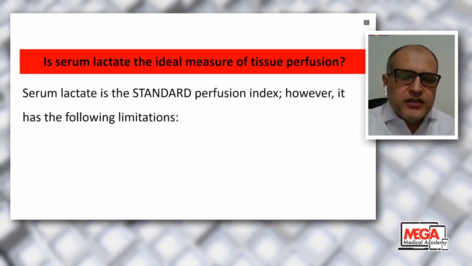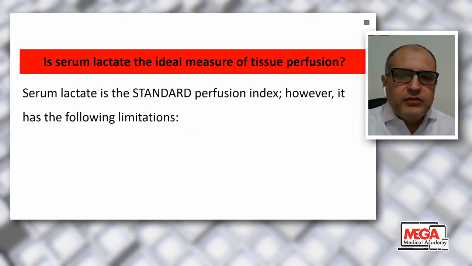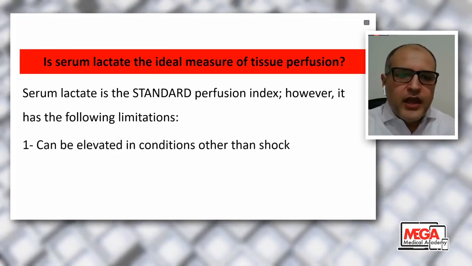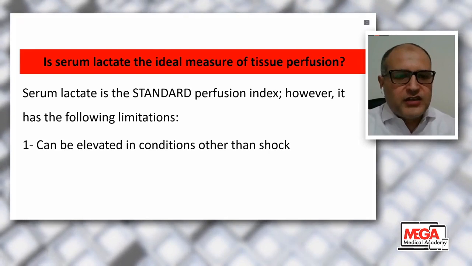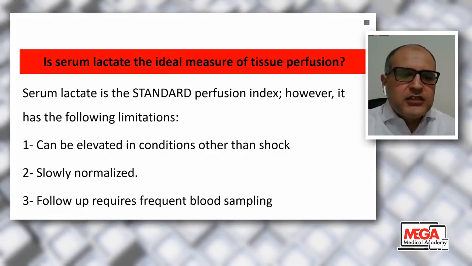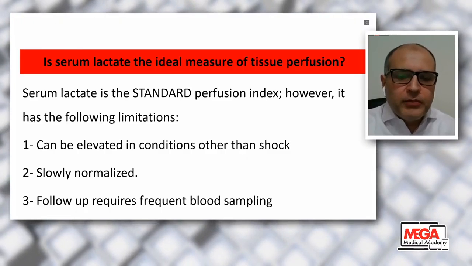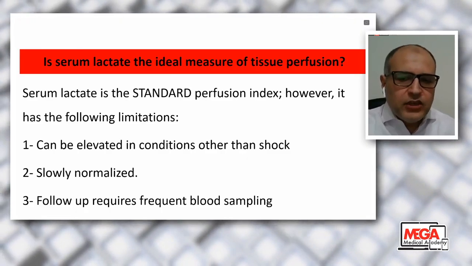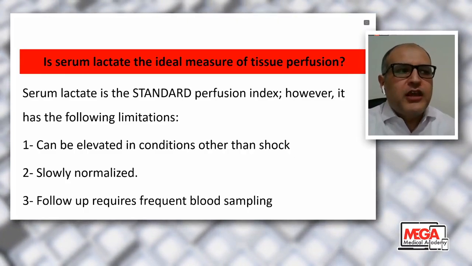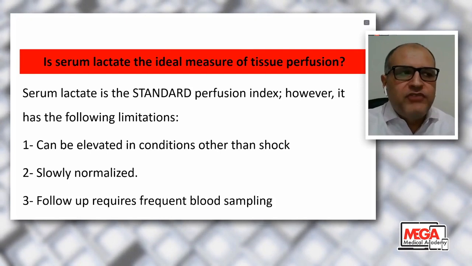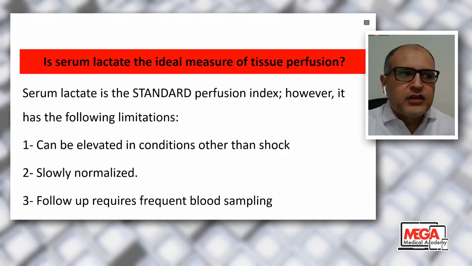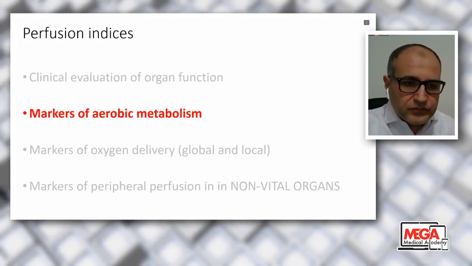The answer is serum lactate still now is the standard perfusion index. However, it has the following limitations. Number one, it can be elevated in conditions other than shock. It is slowly normalized, and its follow-up requires frequent blood sampling. This should be taken in consideration. When I have a measure which needs frequent blood sampling, this is invasive and this is expensive to my patient, especially if we are talking in resource-limited settings.